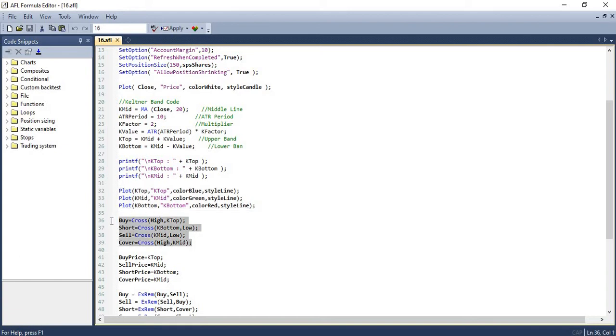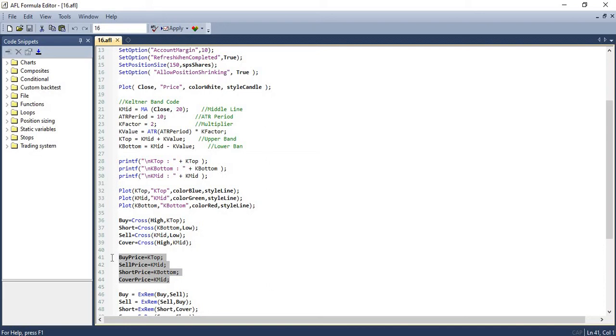The next part is a very crucial one, and we'll be using the Keltner band values to take the buying, selling, shorting and covering decisions. So we will buy when the high of the candle crosses the Keltner top band, and we will short when the Keltner bottom band crosses the low of the candle. And we will sell when the Keltner mid band crosses the low of the candle. And we will cover when the high of the candle crosses the Keltner mid band. So these are our trading conditions.